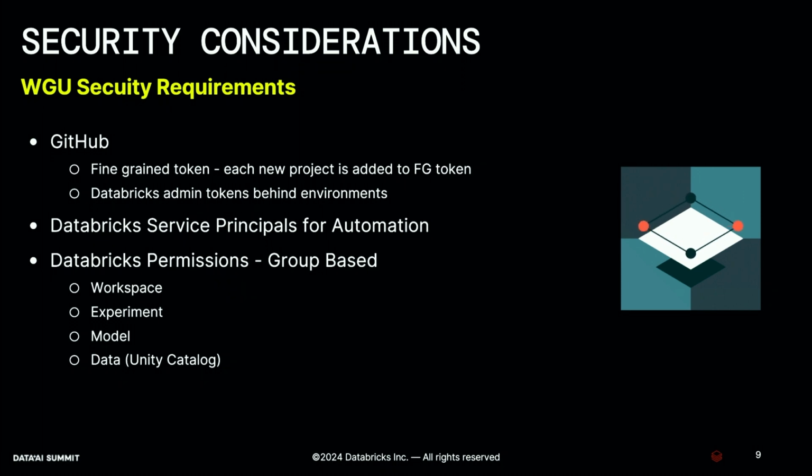All our automation is governed by Databricks service principals. And all the tokens that are associated with that are managed as well. And then on the Databricks side, all the permissions are group-based. So whenever a new project is created, we create a new group for that. We put people in those groups, and then we give permissions to the workspace, the experiments, the models, and the data through those groups.